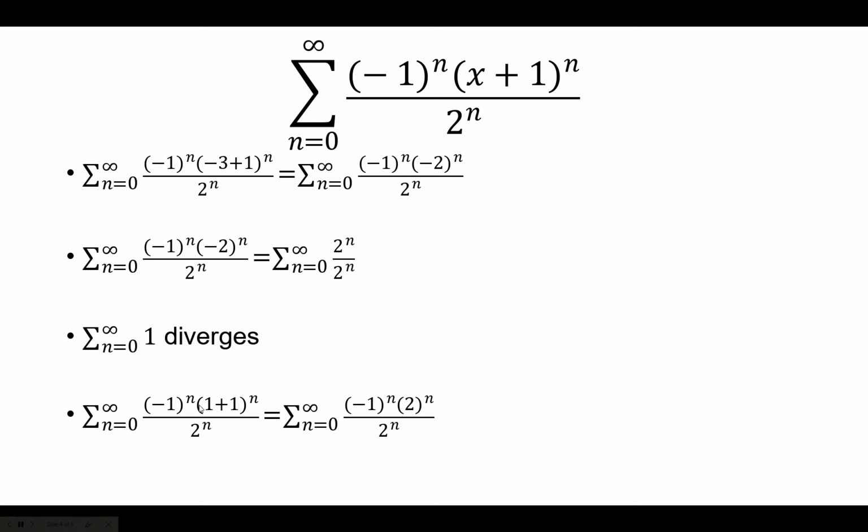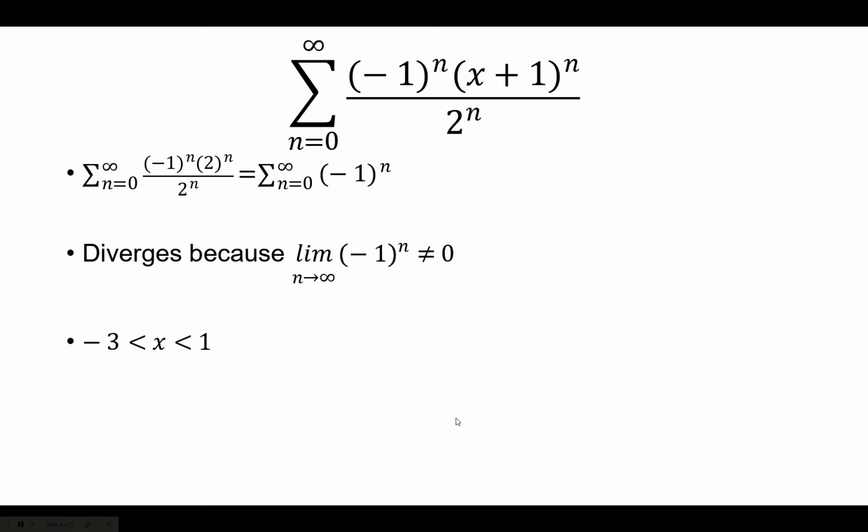Okay, next we have to plug in x equals 1. And so we have (-1)^n times 2^n over 2^n. The 2^n's will cancel. And now we have (-1)^n. So here we're basically adding 1 minus 1 plus 1 minus 1, etc. So it's alternating between 1 and -1.